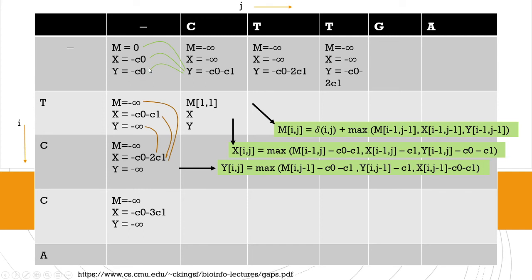That gap is already open. That gap penalty is already open. So you just have to pay an extension penalty in this direction. And that's what you see here. When you come from y, you pay the extension penalty. When you come from m and x, you pay the full penalty. And that is the secret of these equations.